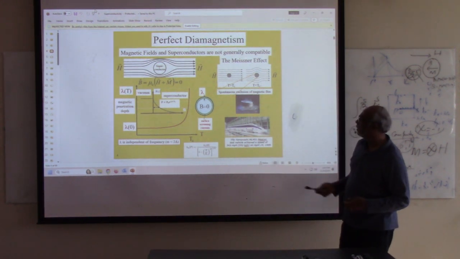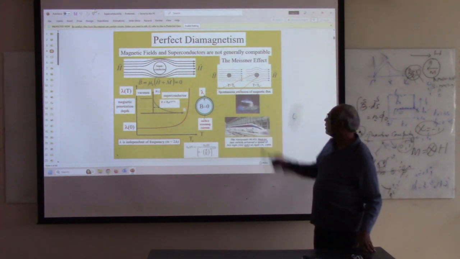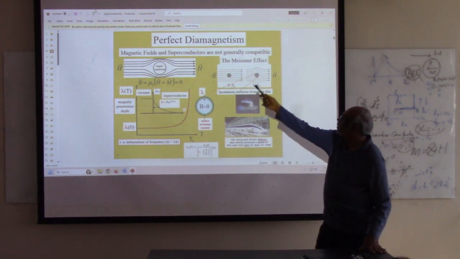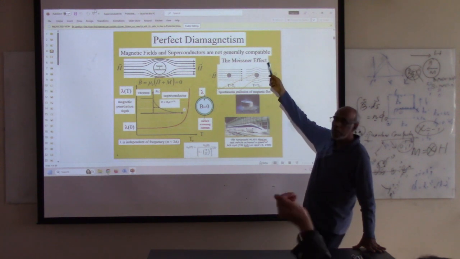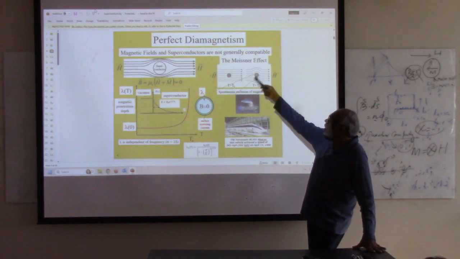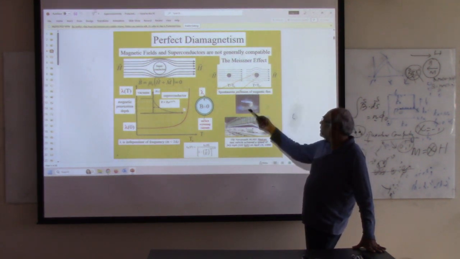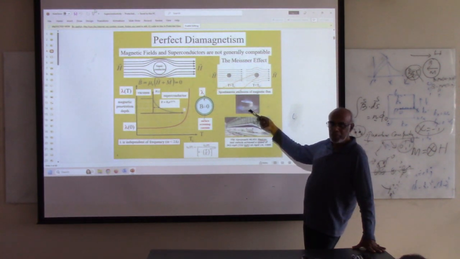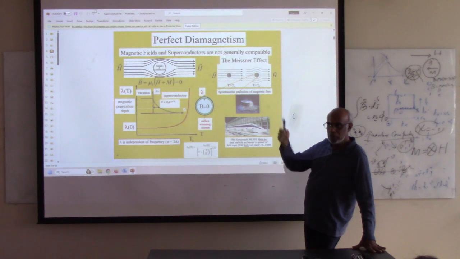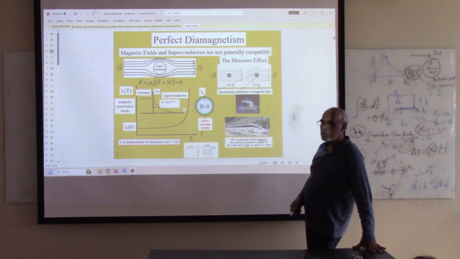So then you can see this perfect diamagnetism, sometimes we call this the Meissner effect. So that's the reason. Has anybody seen this demonstration? No? Oh geez, I should have. I have it in the 351 lab.